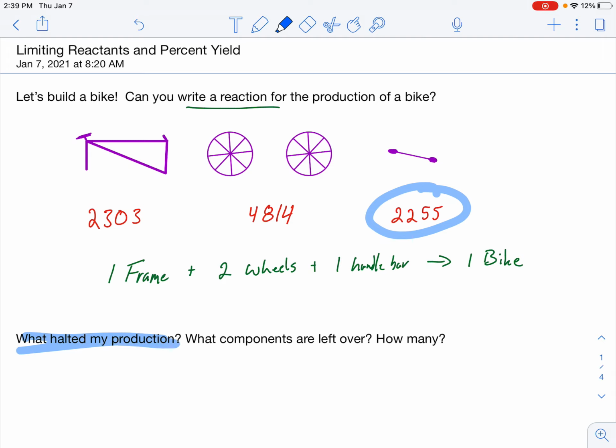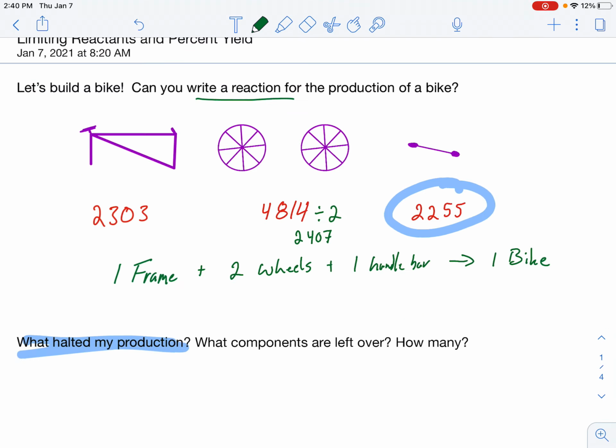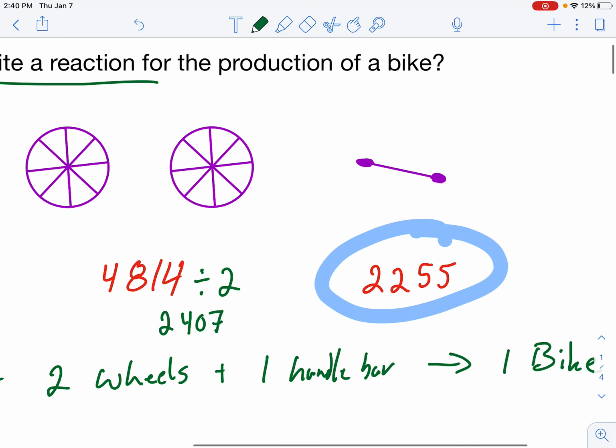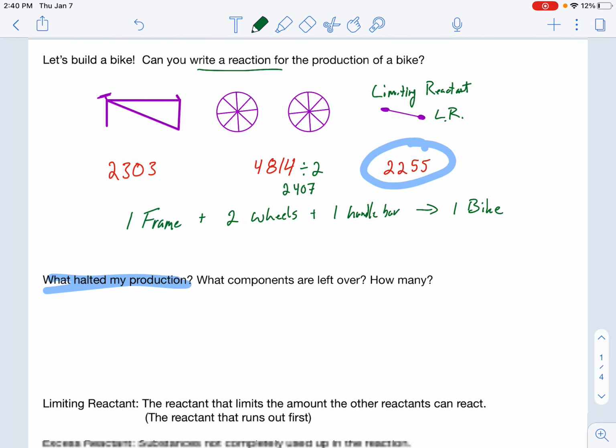So glancing at it, I could probably figure out what's going to limit my production, or what's going to halt my production. I think it's going to be the handlebars. Because it's a 1 to 2 to 1 ratio, if I take my wheels and I divide by 2, I would have 2,407. So it's clear to see that the lowest value is going to be the thing that really controls your reaction. In chemistry, we call that the limiting reagent or reactant, or the LR for short.